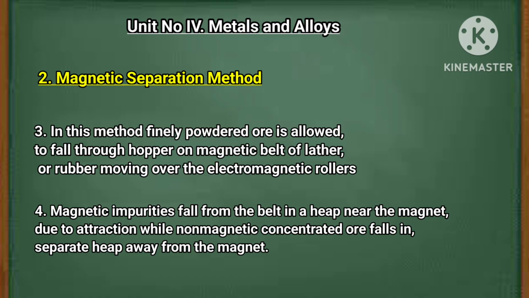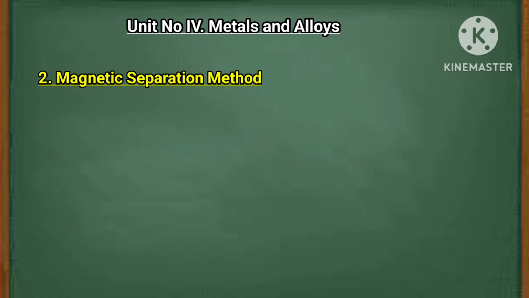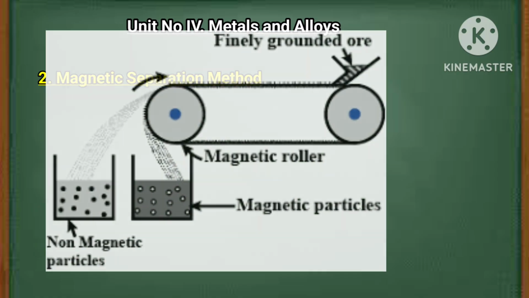Magnetic impurities fall from the belt in a heap near the magnet, due to the attraction, while non-magnetic concentrated ore falls in a separate heap away from the magnet. All these points we are going to see by the diagram. Let us see the diagram.